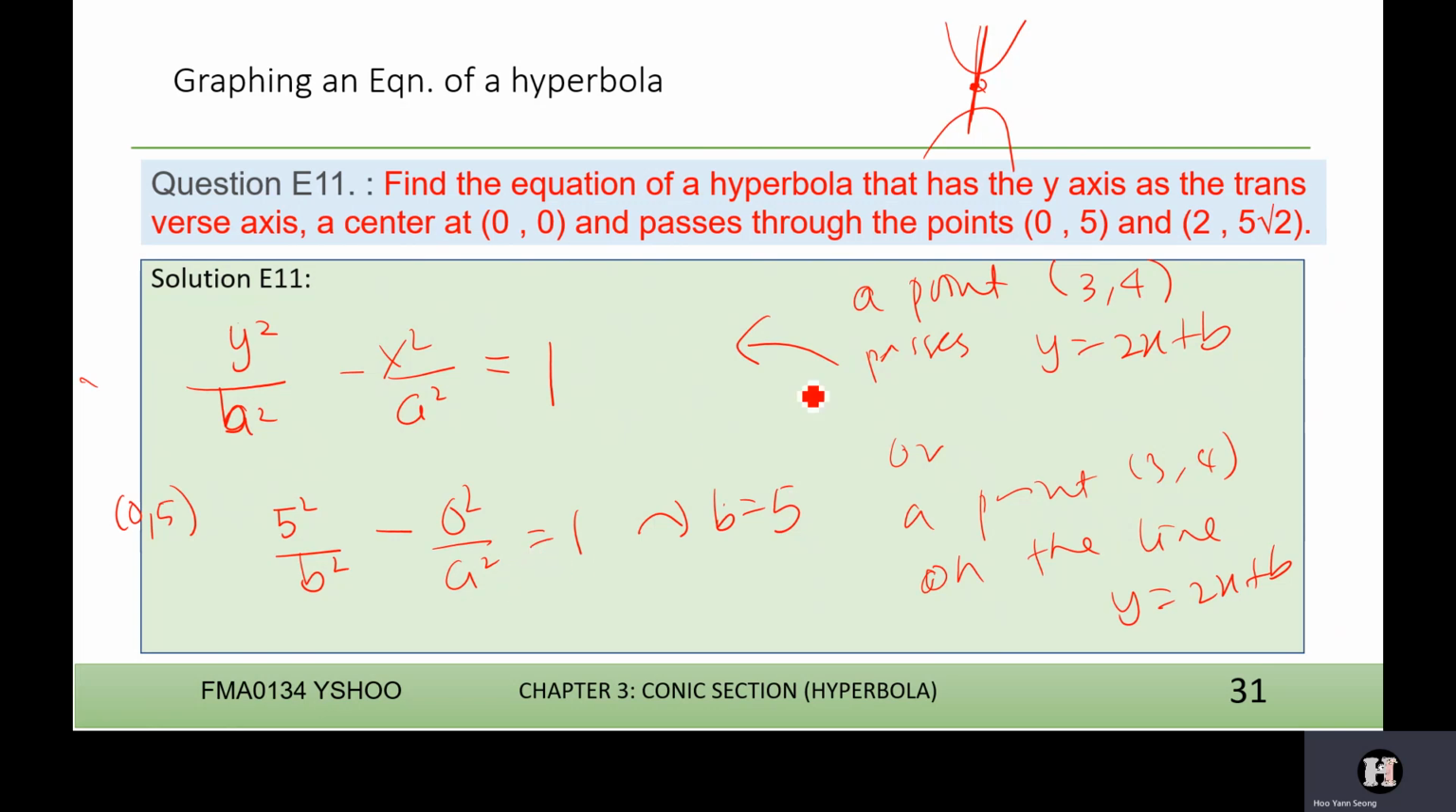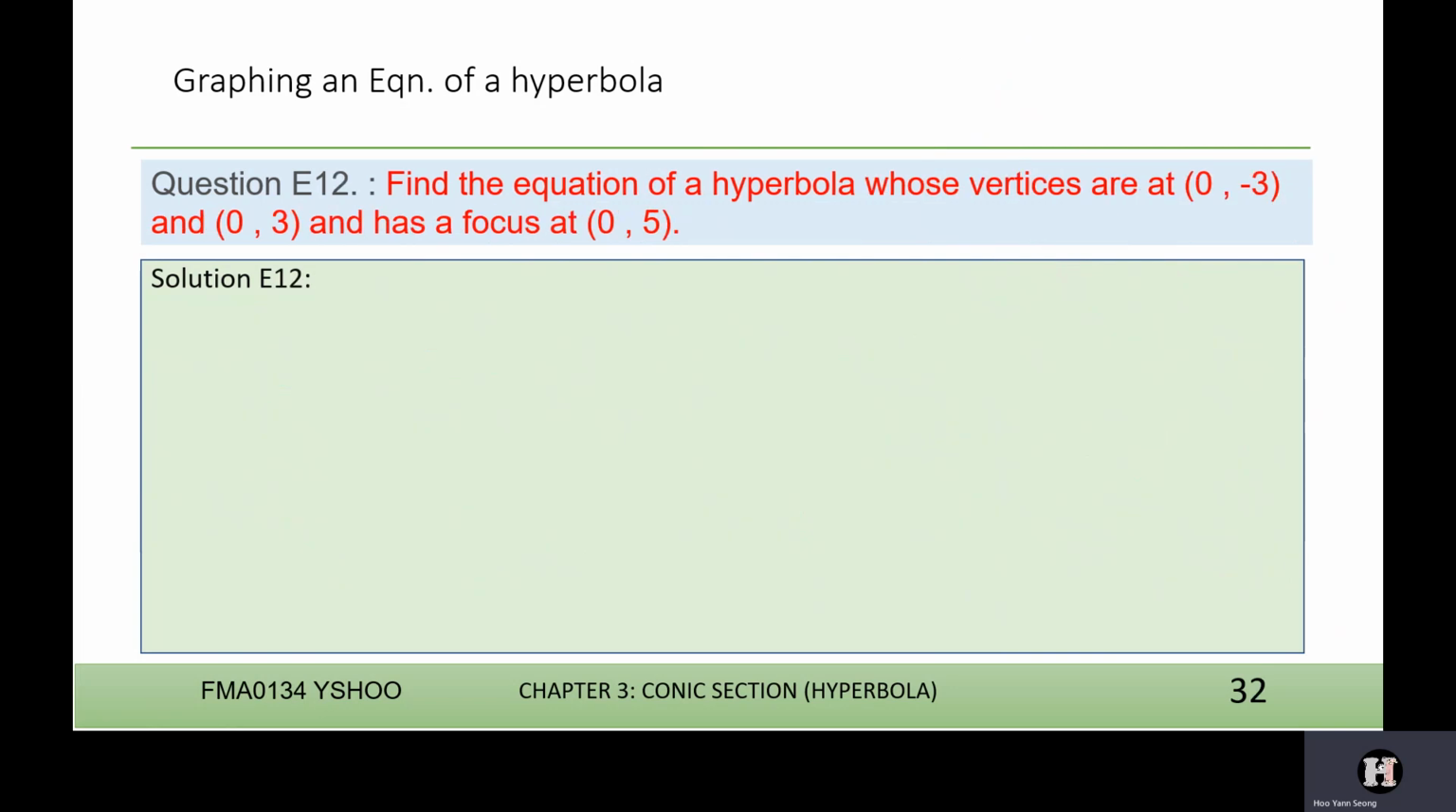Okay, then after that you use the second point. What is your second point? Your second point is (5, 2), so we have 2 squared over 5 squared, just now we already know b is 5, minus 5 squared over a squared equals 1. So from here you do some algebra, then you will get your a. So then you already get your hyperbola.